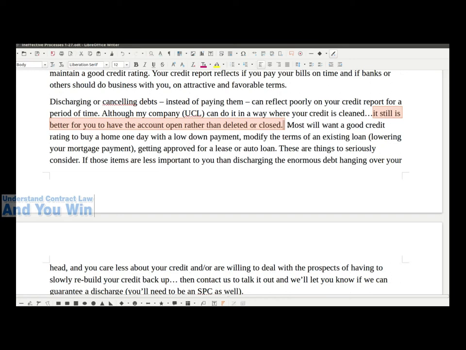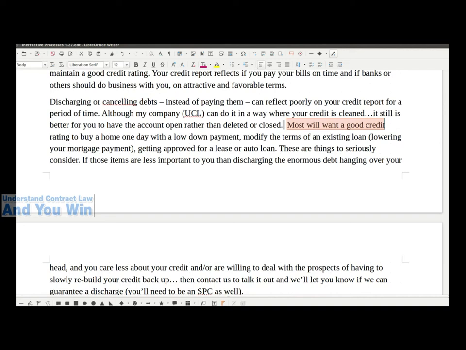So if you're in a position where you're looking to use your credit over the next couple of years to buy a home, or to finance a car, or to finance a business or something like that, don't just jump on to canceling debts and possibly hurting your credit report.